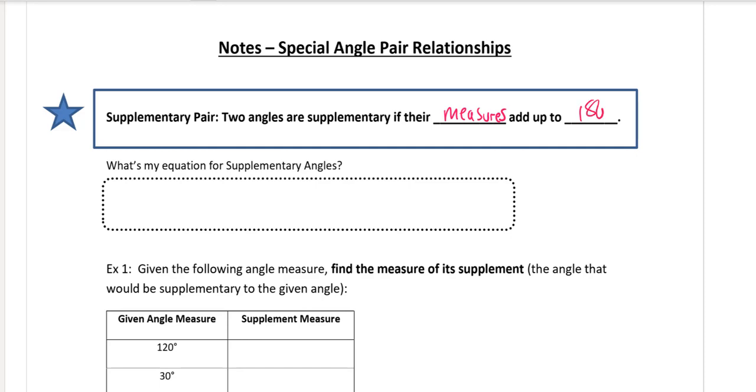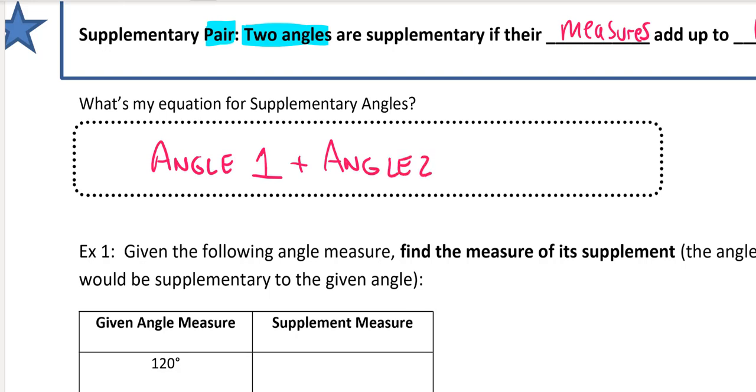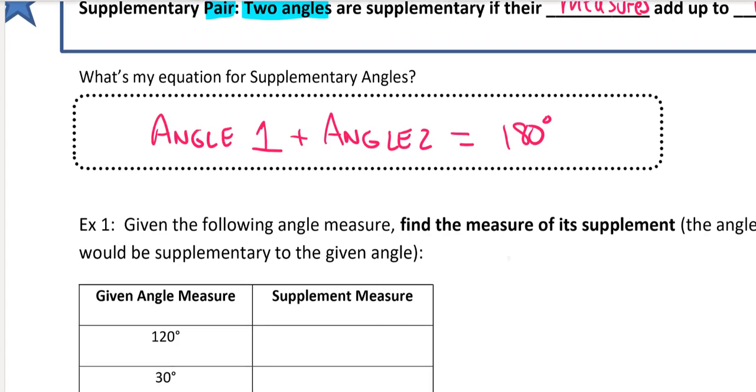add up to 180. Now here's a key word that we want to focus on. A pair is only two angles. So we want two angles that add up to 180 degrees. Generally speaking, you can think of it like this: angle 1, whatever that is, plus angle 2, whatever that is, they must have a sum. They would add up to 180 degrees. So that's what we're going to be working at here with supplementary pairs and supplementary angles.